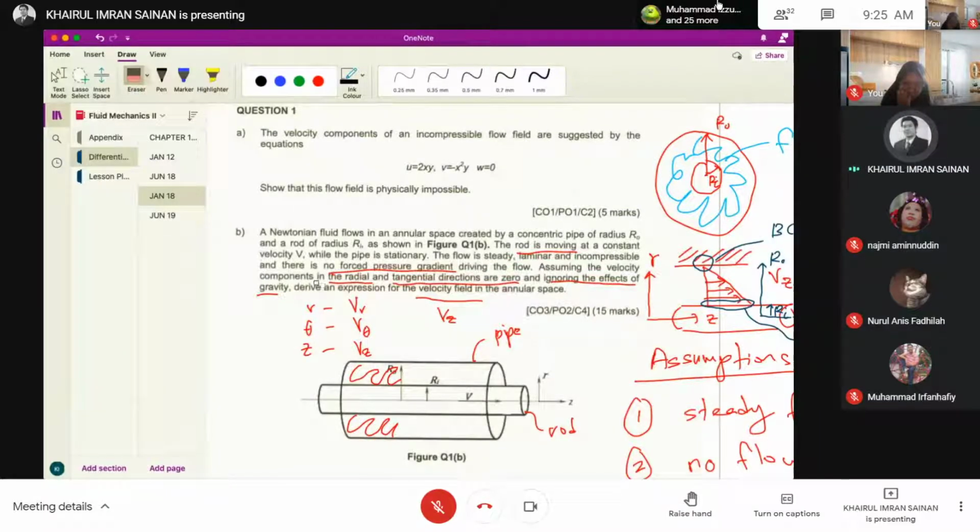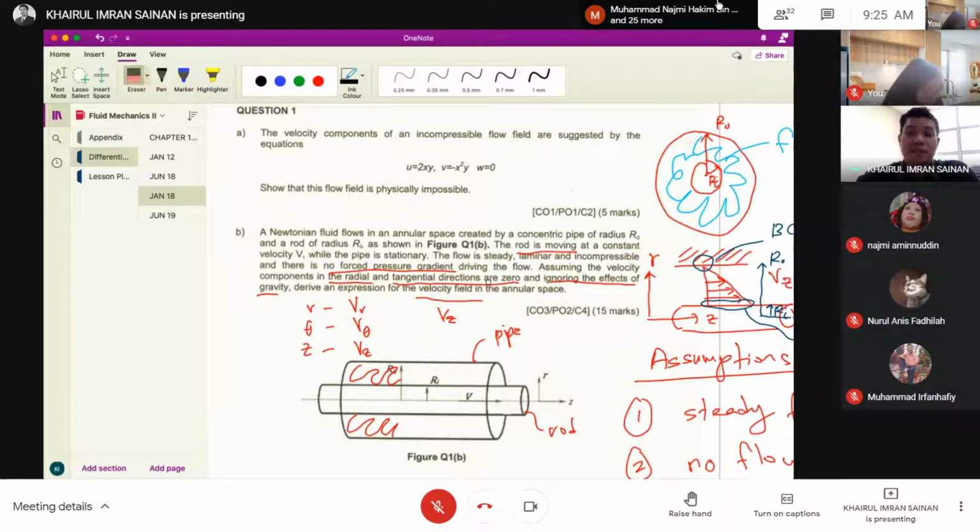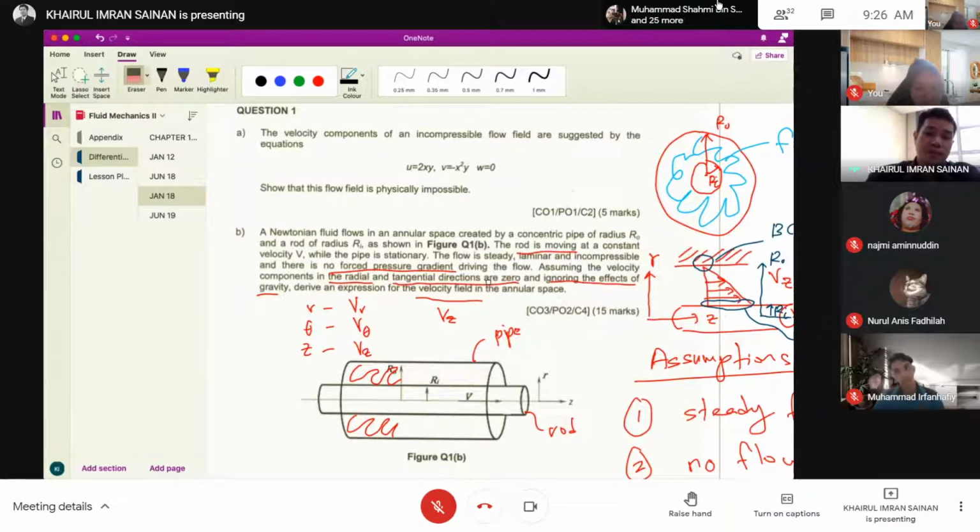Assuming the velocity components in the radial and tangential directions are zero. Okay. So the question is quite straightforward. They mention what happened to the velocity component in the radial and tangential direction, which is the theta direction. Both are zero. And ignoring the effects of gravity. Once again, they told you about what happened to the gravity. Derive an expression for the velocity field in the annular space.